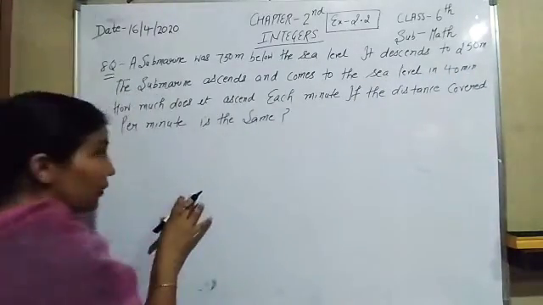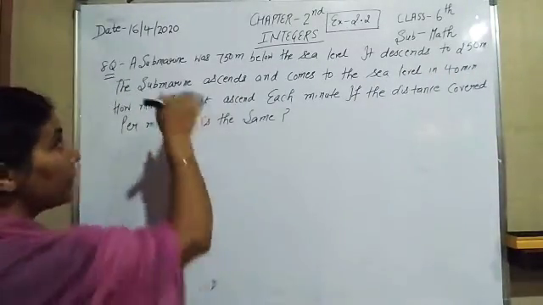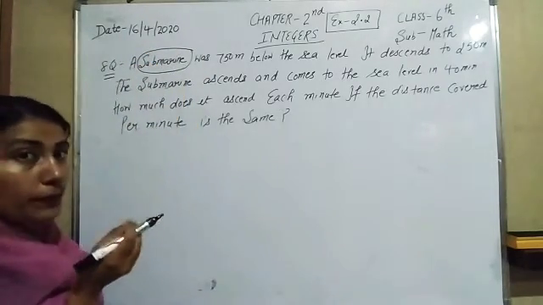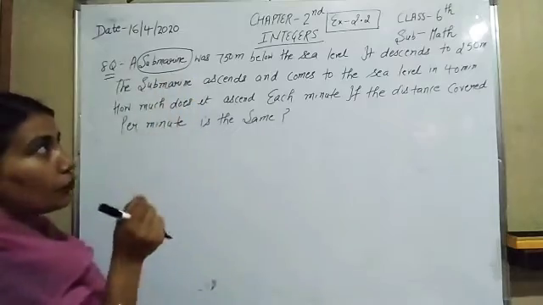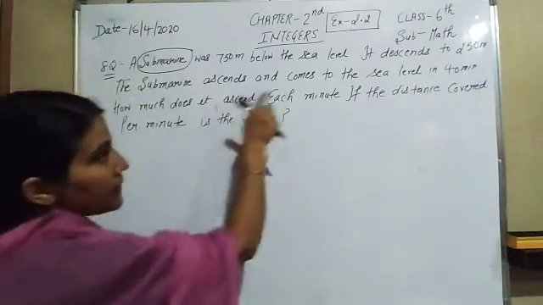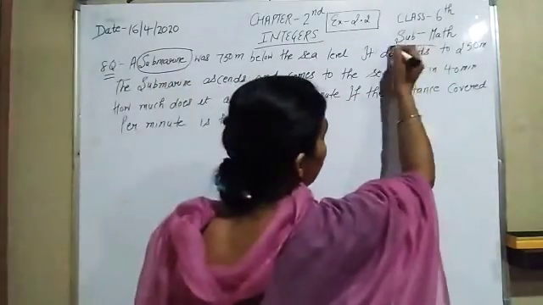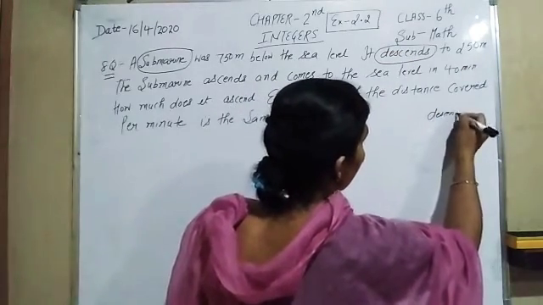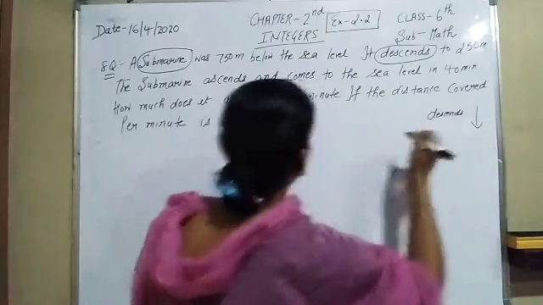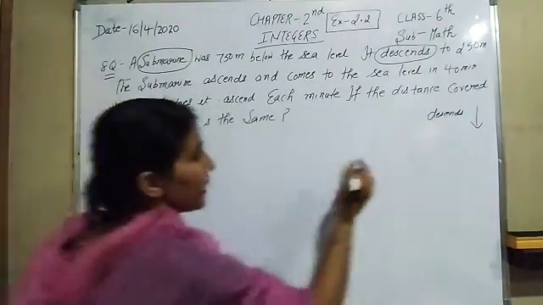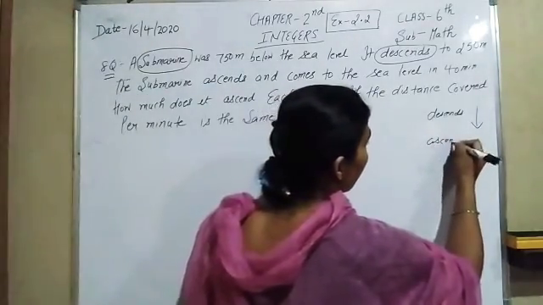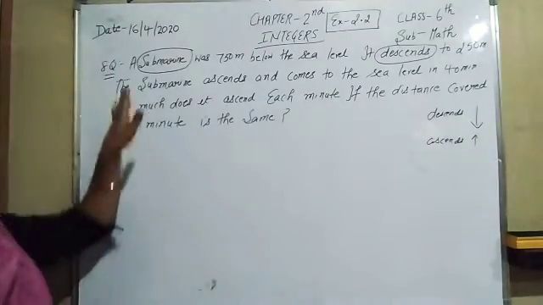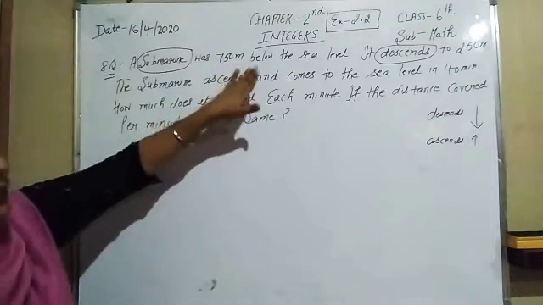Firstly, I just want to tell you the meaning of a few words. Here the word submarine, that is pandubi. Here the words are descends and ascends. Descends means downward, and ascends means upward. Here a submarine was 750 meters below the sea level.